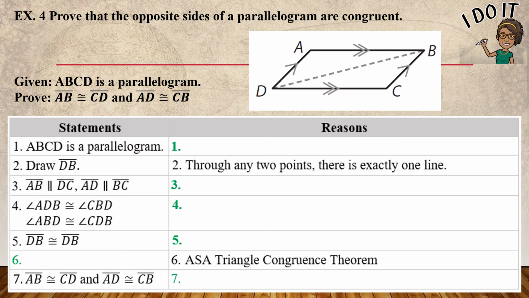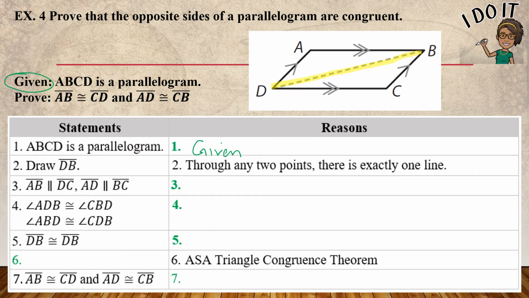So let's start out with statement number 1. It says ABCD is a parallelogram. Well, the reason obviously is given. That is the first thing that is stated in the proof. And then statement number 2 says that they're going to draw the segment BD. And that's just simply saying that we can create a line with exactly 2 points. There's exactly one line given 2 points.